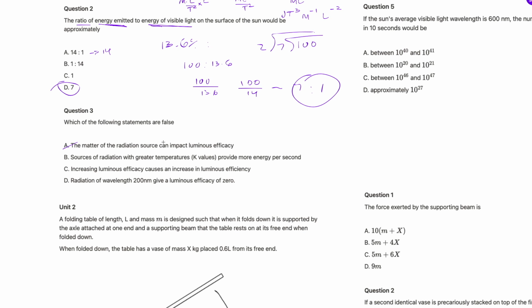B, sources of radiation with greater temperatures or K values provide more energy per second. So this, I'll just kind of give away, is the correct answer, i.e. that it's a false statement. The trick to it is that if you look at it too mathematically and try to overthink it, you'll probably get caught in the trap of the question. So, sources of radiation with greater temperatures, K values, provide more energy per second.